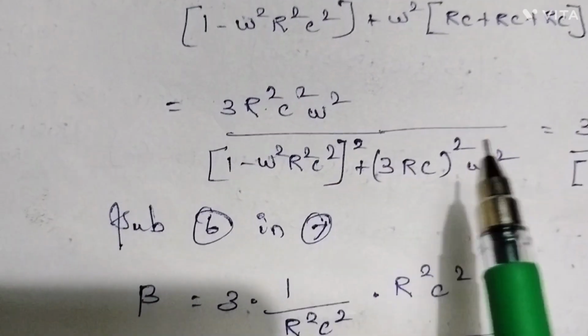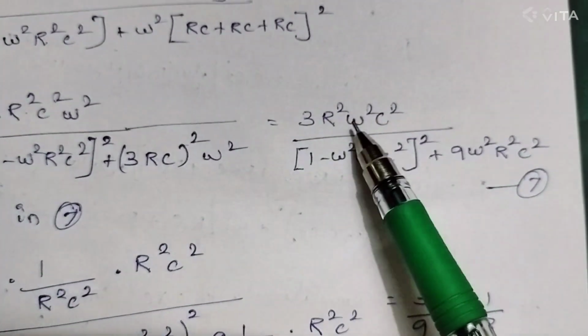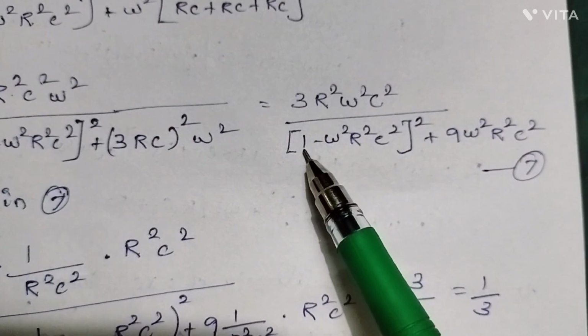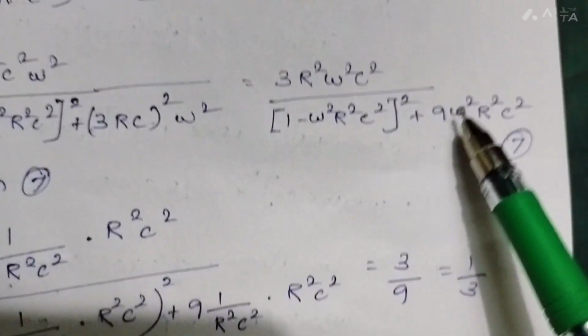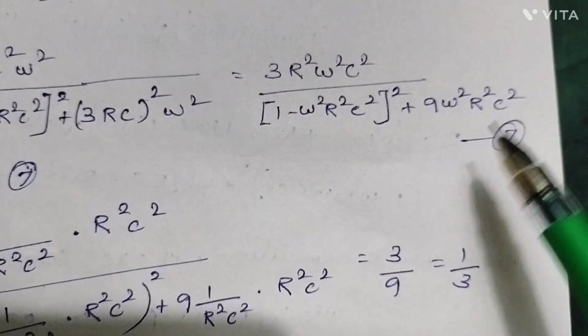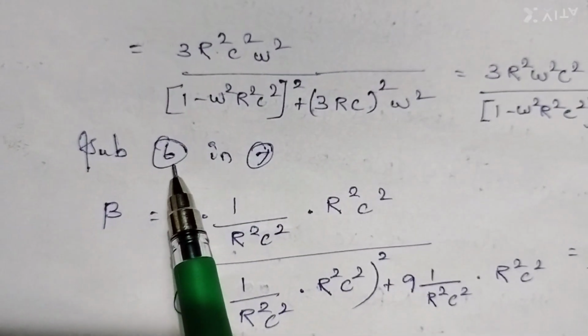From this we get 3 r square omega square c square, whole divided by (1 minus omega square r square c square) the whole square plus 9 omega square r square c square. This is equation number 7. So substitute equation 6 in 7.